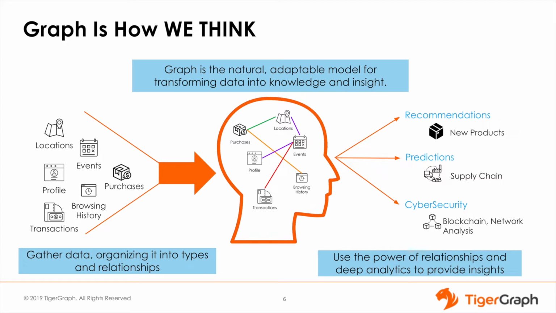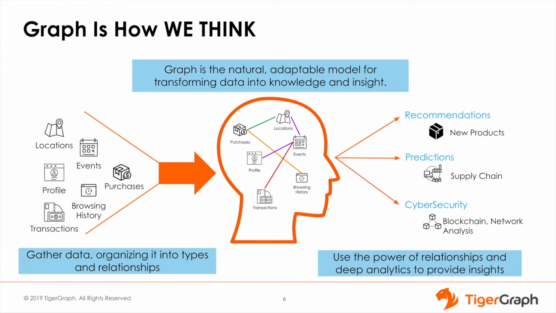Graph databases represent data in the same way as we think about the world, as interconnected data objects or entities with relationships among those entities. On the left-hand side of the chart, we can see data objects such as user profile, browsing history, locations, events, purchases, and other types of transactions. These are linked together in a graph, and the relationships are analyzed for driving multiple use cases.